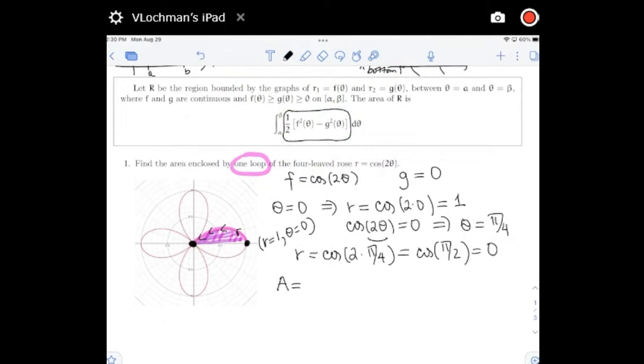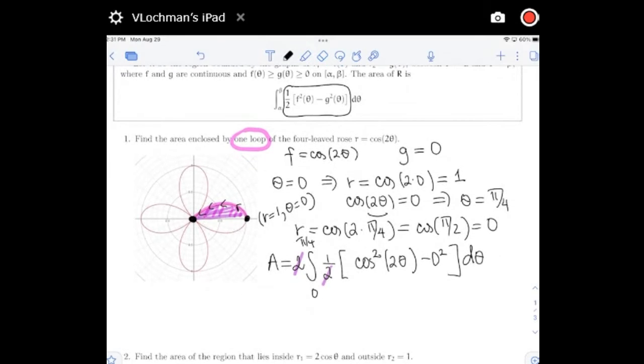So A is equal to the integral from 0 to pi over 4. Now I'm applying the formula, 1/2. And what do we get here? This is cosine squared of 2 theta minus 0 squared d theta. I want to double it because this is just half of it. So let's go ahead and double it. Well, that's nice because that cancels out: this 2 and this 1/2 cancel out.